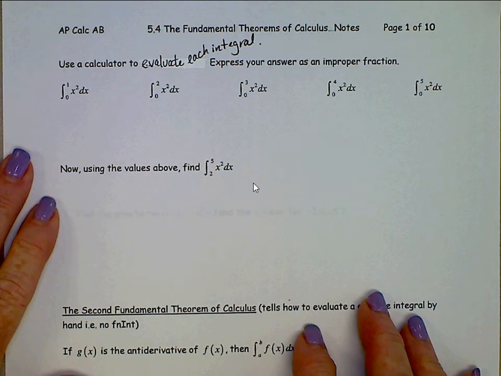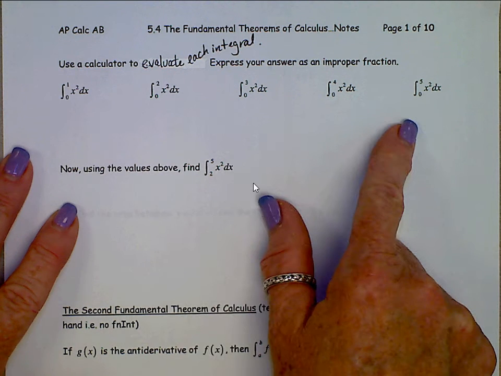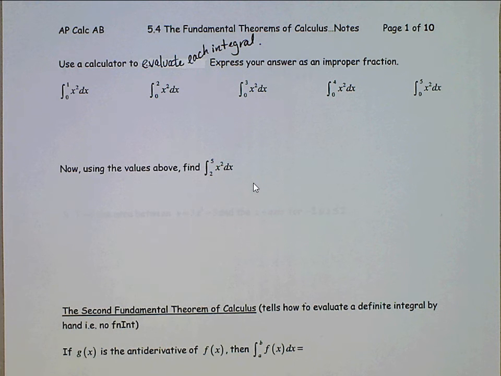Okay, please pause the video and go ahead and do that right now on your calculator. Evaluate each of these using FNINT. Please do it. Shut off the video. Go through and evaluate those.